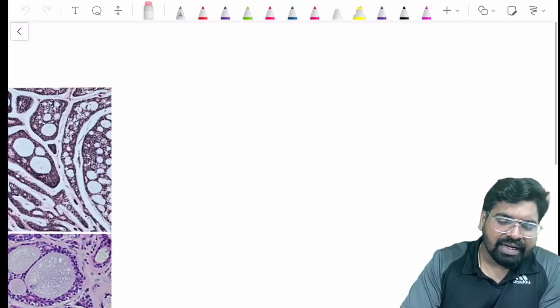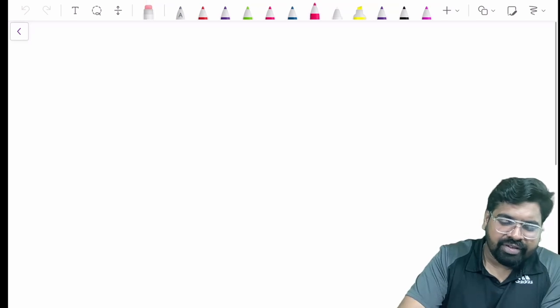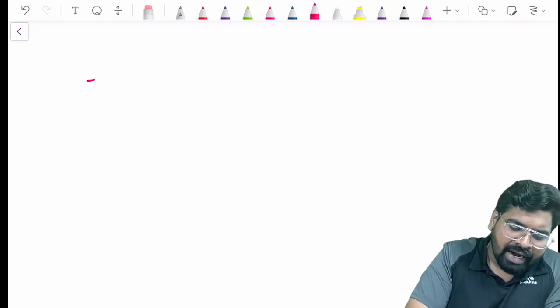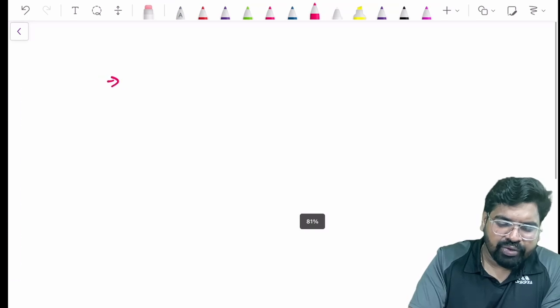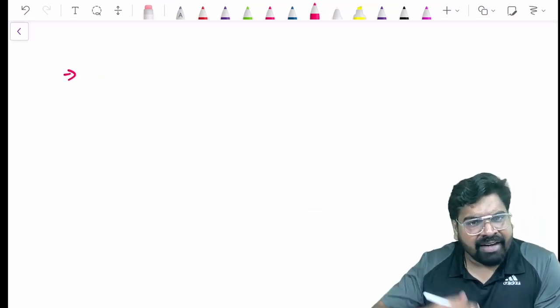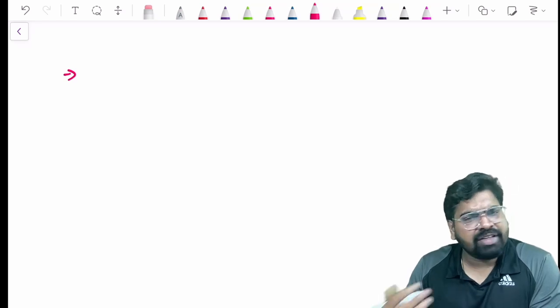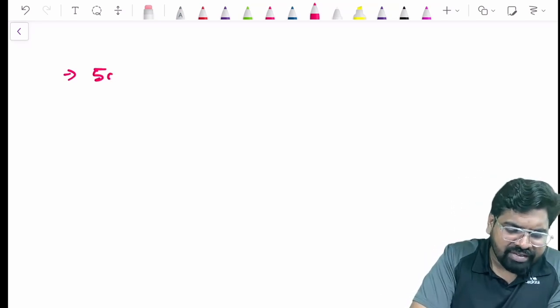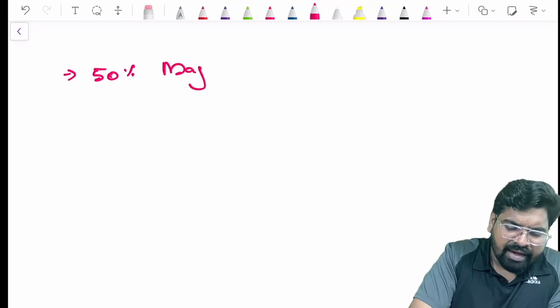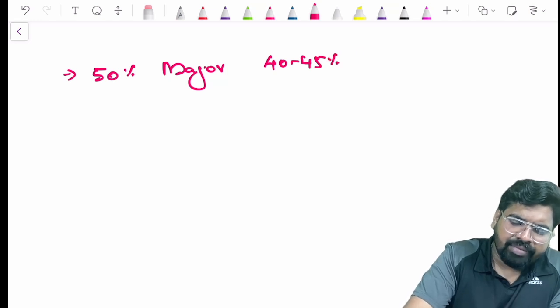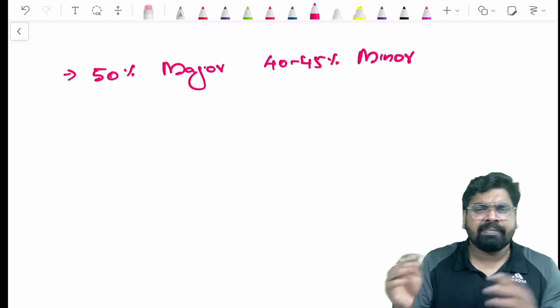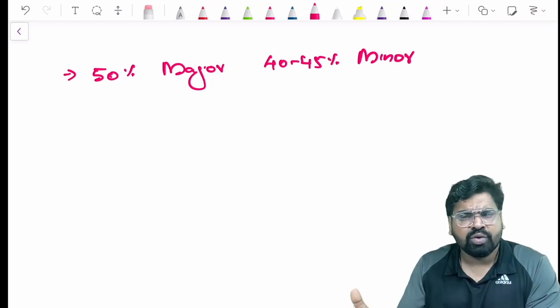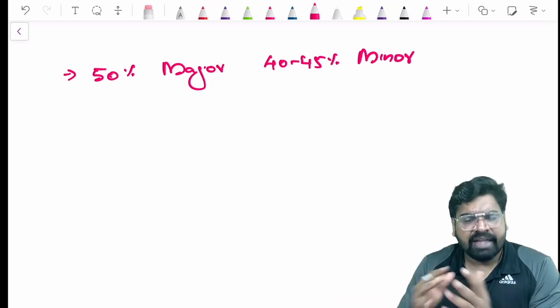What are the things you should learn or consider in adenoid cystic carcinoma? It comes in both minor and major salivary glands. In 50% of the cases it comes in the major glands, and in 40 to 45 percent of cases it can come in the minor glands. So it has an equal proportion; it can come in both major and minor salivary glands in an equal proportion.